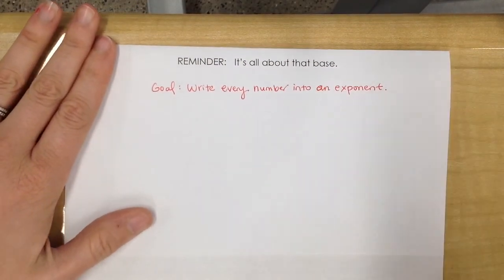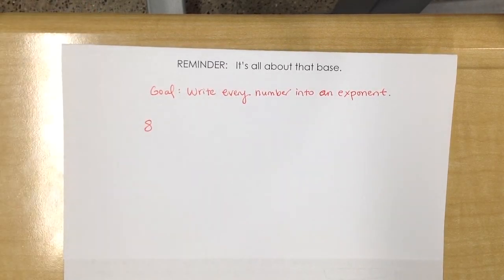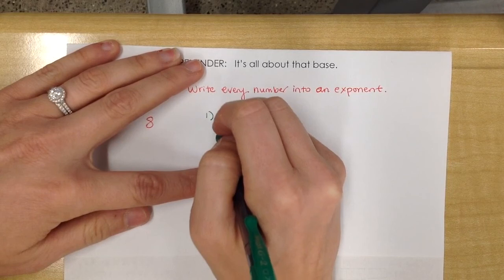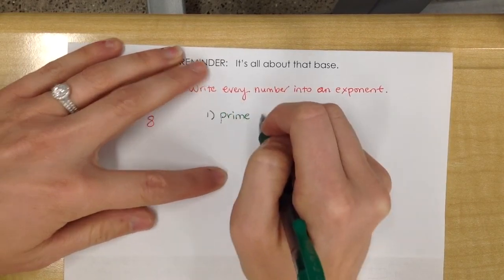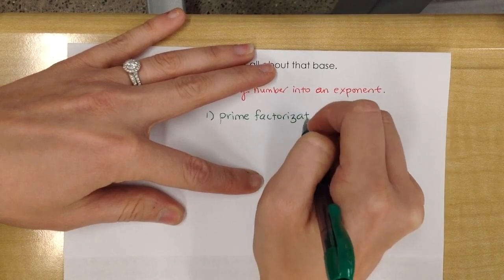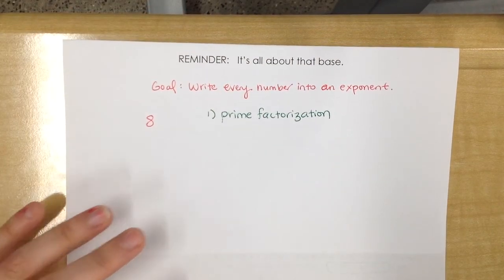If I were to give you the number 8, how could I rewrite that into an exponent? A lot of people wouldn't be able to just by me giving you the number 8. So let's talk about the process that we would go through. The first thing we would do is the prime factorization. I really encourage you to do this over on the side of your paper, not in the middle section. Sorry, that's a Z. I do my Z's funny. So first we're going to do prime factorization.